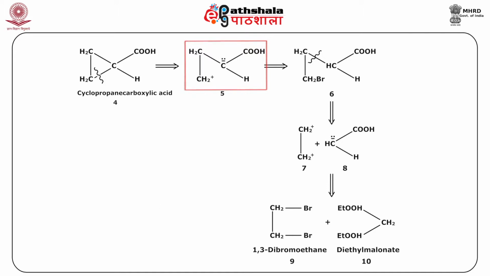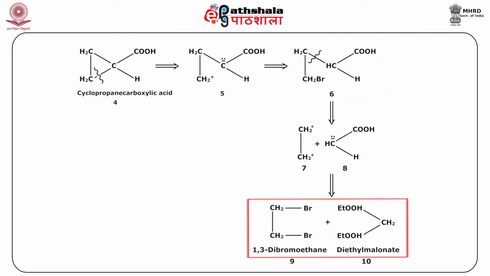The compound 5 can be obtained from the compound 6, which can further be obtained from the compounds 9 and 10 as can be seen here. In the given structure, the cleavage of the carbon-carbon bond takes place, leading to the formation of the structure 9 with the two ionic centers.